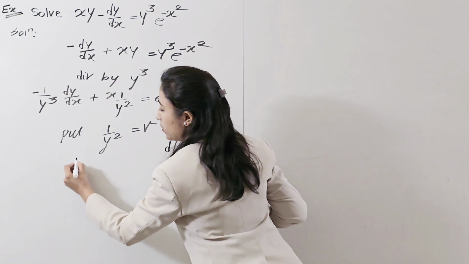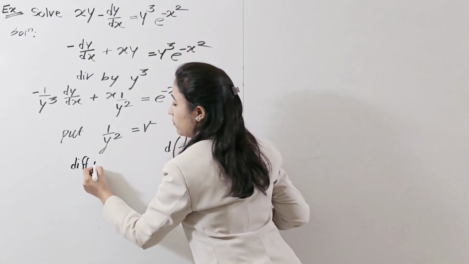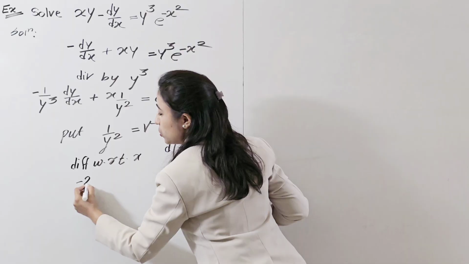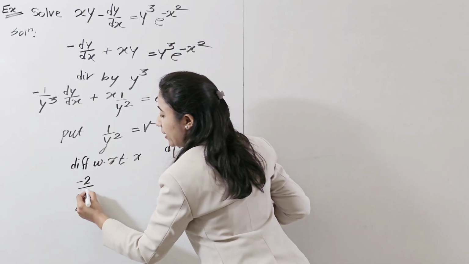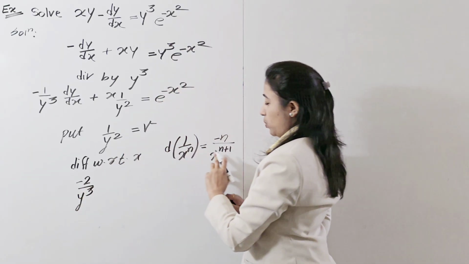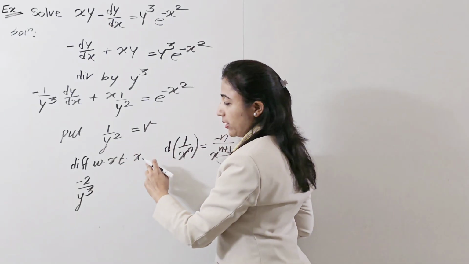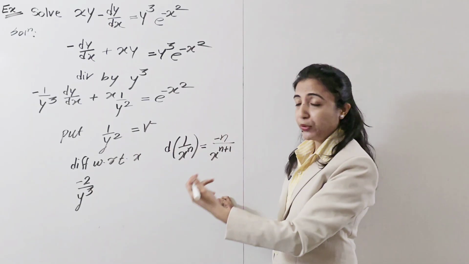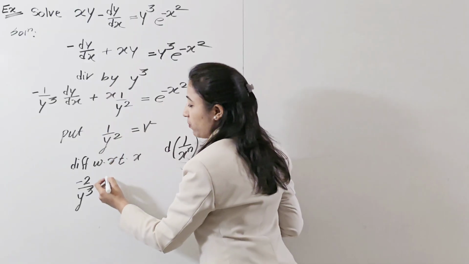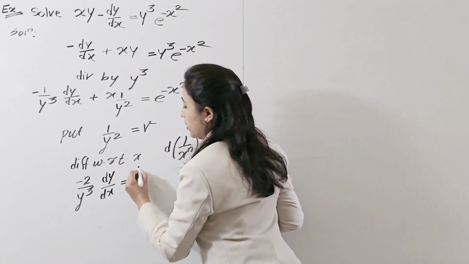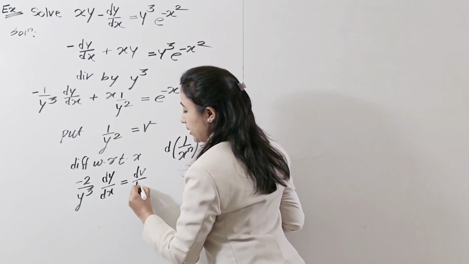So using this formula, the power is 2 instead of n. You have to differentiate this term with respect to x. So it is minus 2 divided by y cube, 2 plus 1 is 3, and y again take its derivative, because we are differentiating with respect to x and y is a function of x, so it is dy by dx equal to dv by dx.